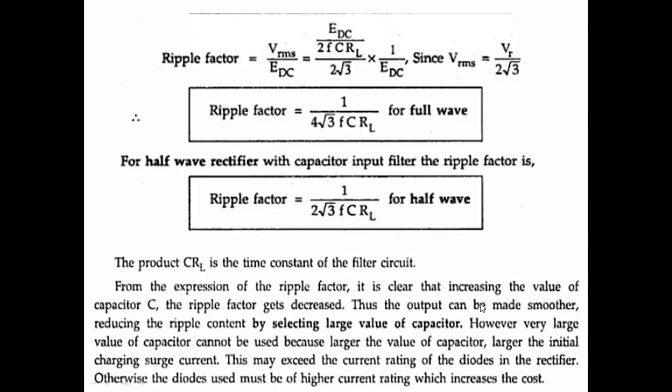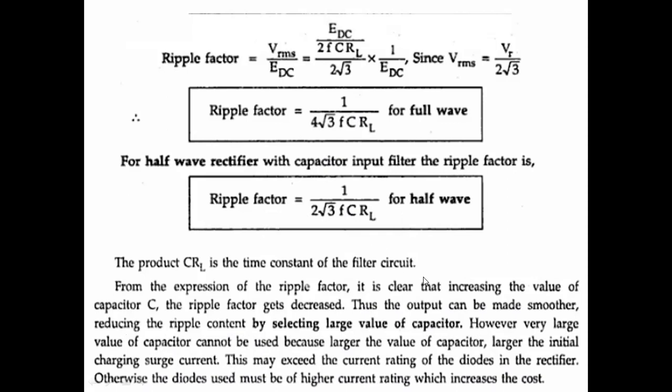Thus the output can be made smoother, reducing the ripple content, by selecting a large value of capacitor. However, a very large value of capacitor cannot be used, because the larger the capacitor, the larger the initial charging surge current. This may exceed the current rating of the diodes in the rectifier. Otherwise, the diodes must have a higher current rating, which increases the cost.